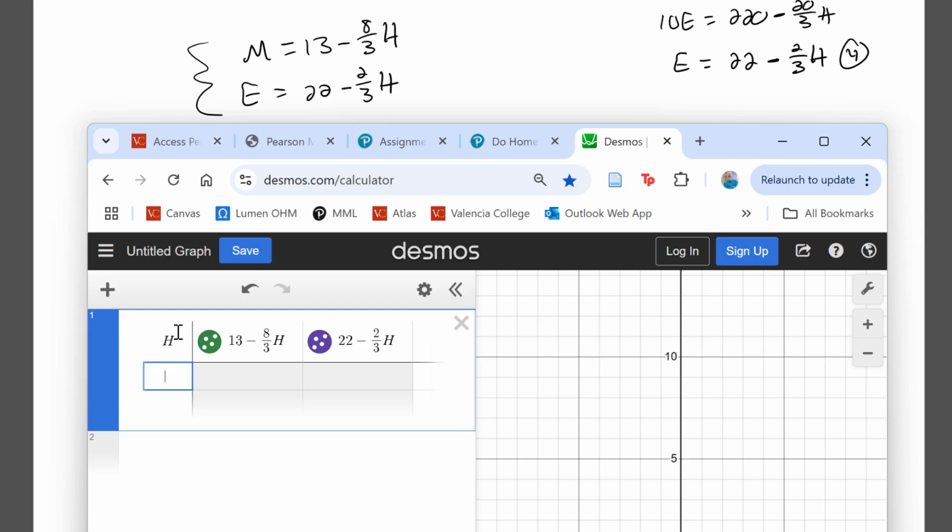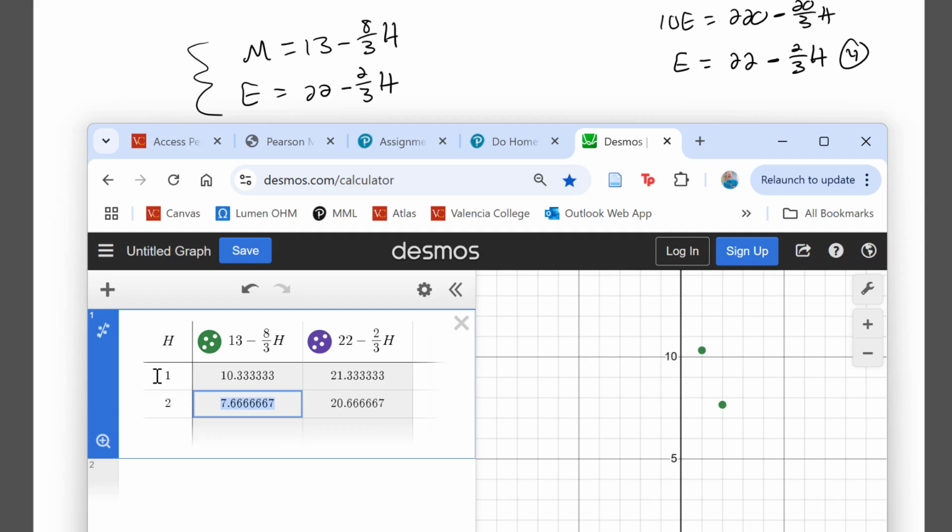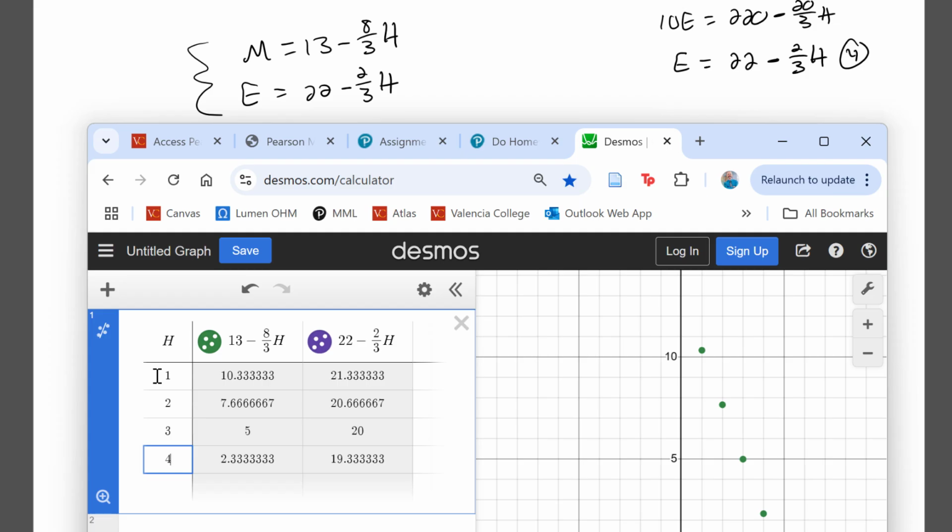All right, so in other words, if I bring one heavy, I'm going to be able to bring 10.3 minis and 21.3 easies. Now, obviously, you can't bring a fraction of a box, so we're just going to say 10 minis and 21 easies. Now, if we bring 2 heavies, we would then be able to bring only really 7 full boxes of the minis and 20 boxes of the easies. If we do 3 heavies, then we could bring 5 of the minis and 20 of the easies. What happens if we get 4 heavies? If we bring 4 heavy boxes, we can fit in 2 of the minis and 19 of the easies. What if we do 5?